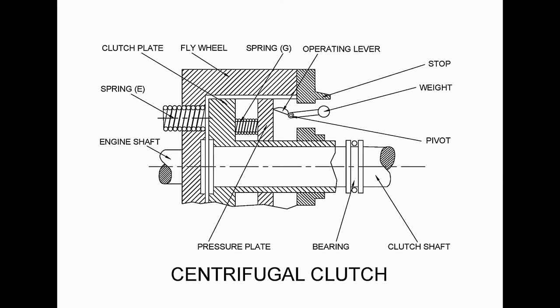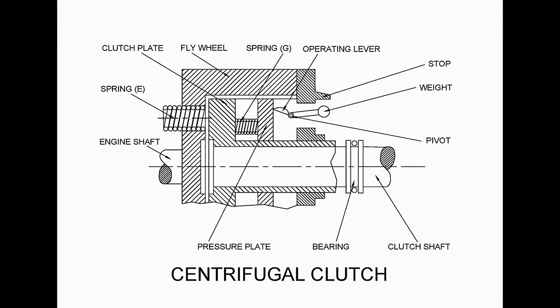When the speed of engine shaft increases, the weight tend to move outwards. This happens because of centrifugal force. This causes the operating lever to push pressure plate towards left, pressing the spring G. When spring G is fully compressed, it starts pushing clutch plate towards left, and finally it comes in contact with the flywheel. This happens against the force of spring E. Now the flywheel, pressure plate and clutch plate are in contact with each other, causing the transfer of motion to clutch shaft. So this is the engaged position of the clutch.